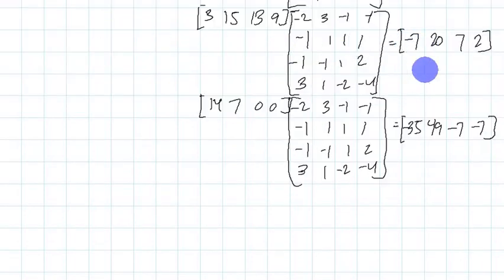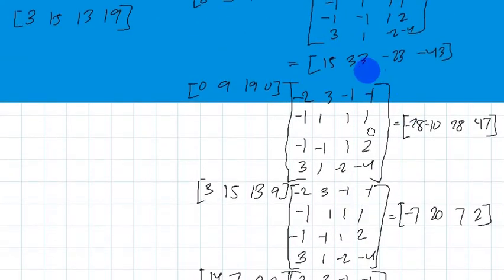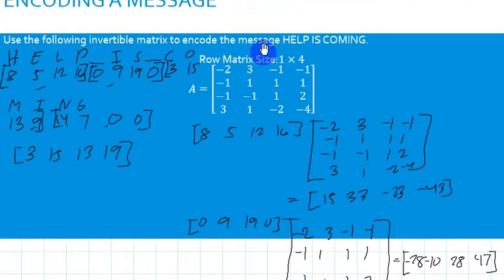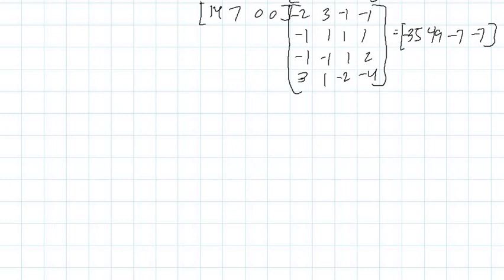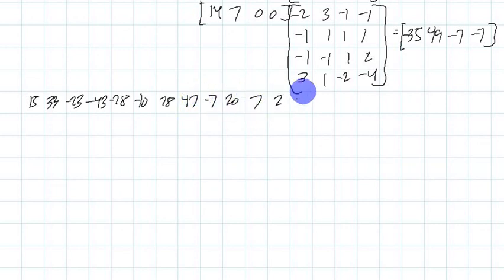Alright, so we now have our coded rows. Here are the other two, and here's our first two. So therefore, to send this message, given that key, we're going to have the following string of numbers: 15, 33, negative 23, negative 43, negative 28, negative 10, 28, 47, negative 7, 20, 7, 2, negative 35, 49, negative 7, negative 7.